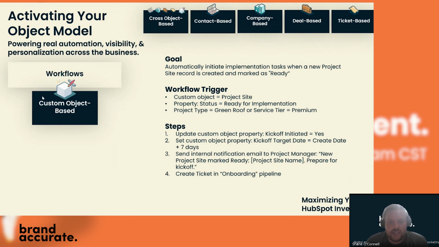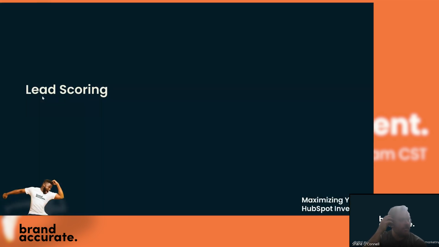So that means from the time it was created, now mark it as 7 days from that time. Send an internal notification email to project manager: new project site marked ready, and then you put the project site name. Prepare for kickoff. Create ticket in onboarding pipeline. So again, all these areas are amazing to really take full advantage of HubSpot. Now, if you don't have automation in place today in your HubSpot tenant, let's talk, see about ways that we can work around it.